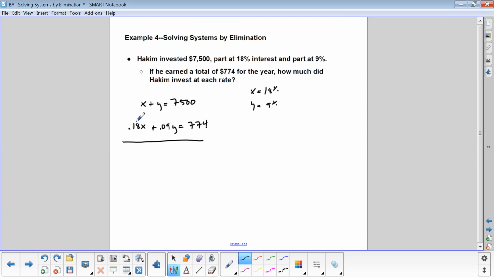So now just need to decide which variable to eliminate. And so I'm going to eliminate X, which means I'm going to multiply, since this is a positive 18 hundredths, I'm going to multiply by negative 18 hundredths. So negative 18 hundredths X minus 18 hundredths Y will equal negative 1,350. And then I'm just going to rewrite the original one.